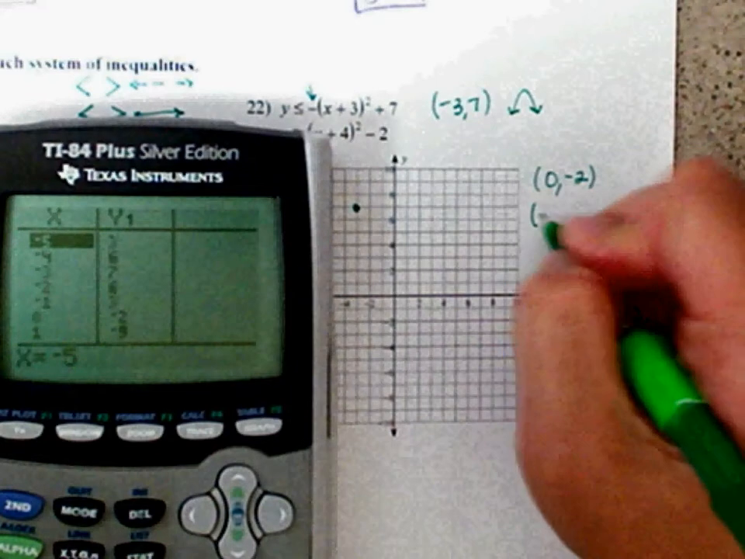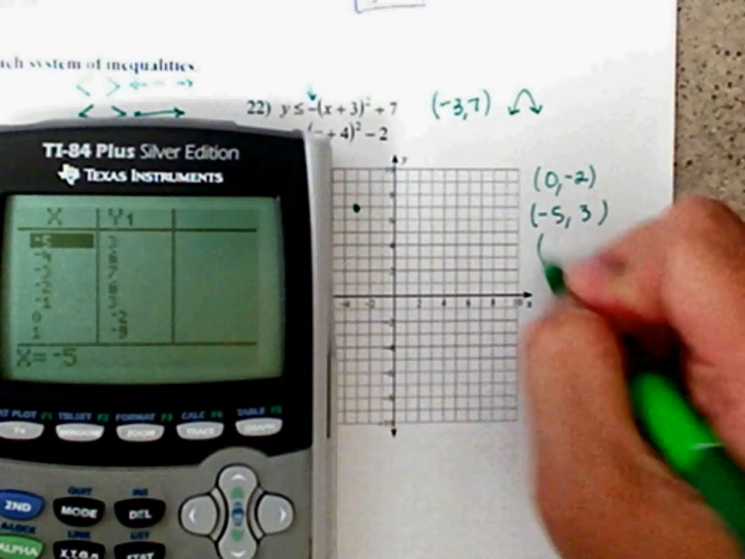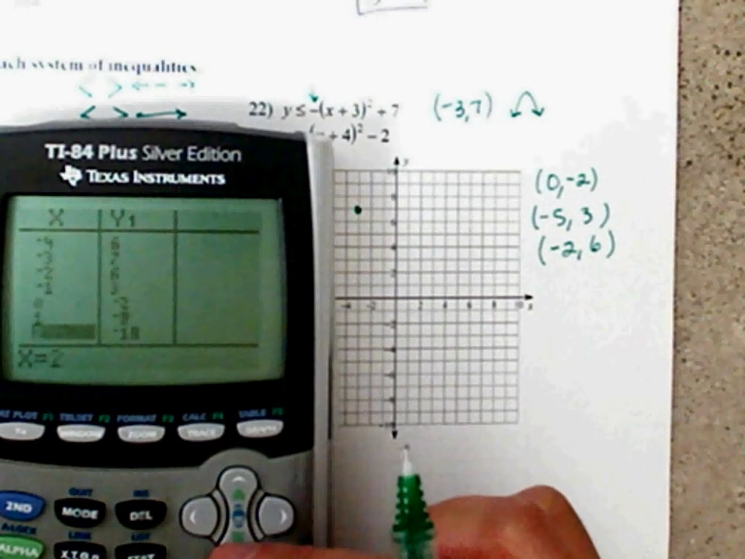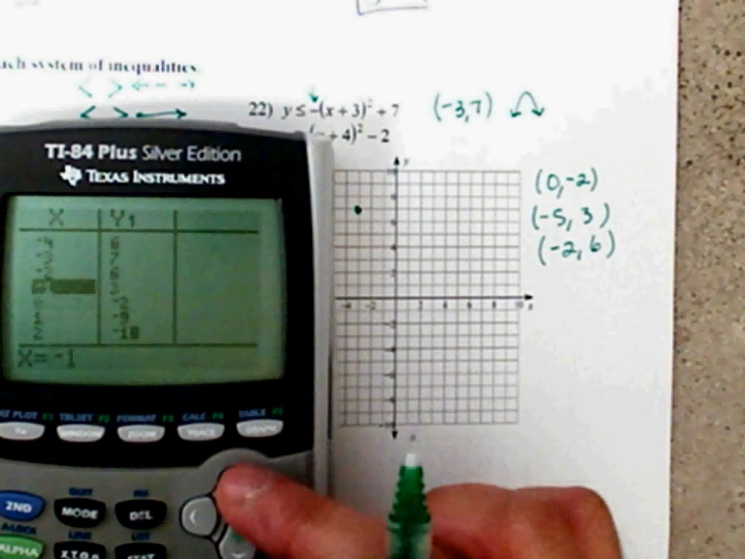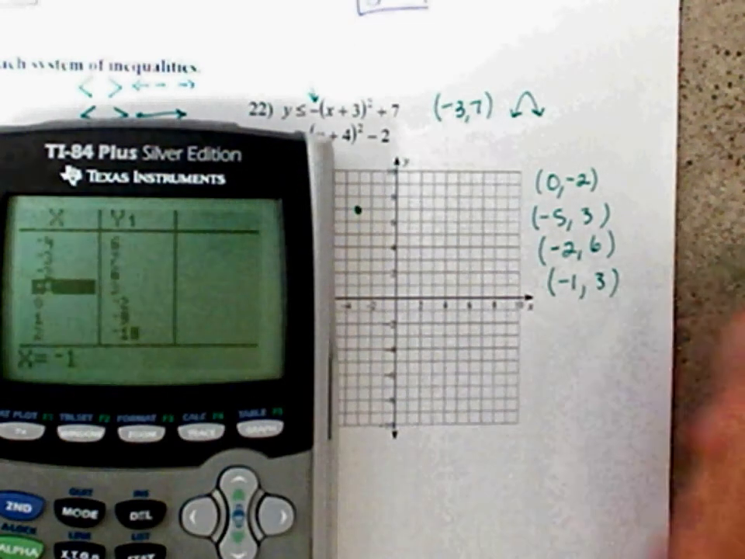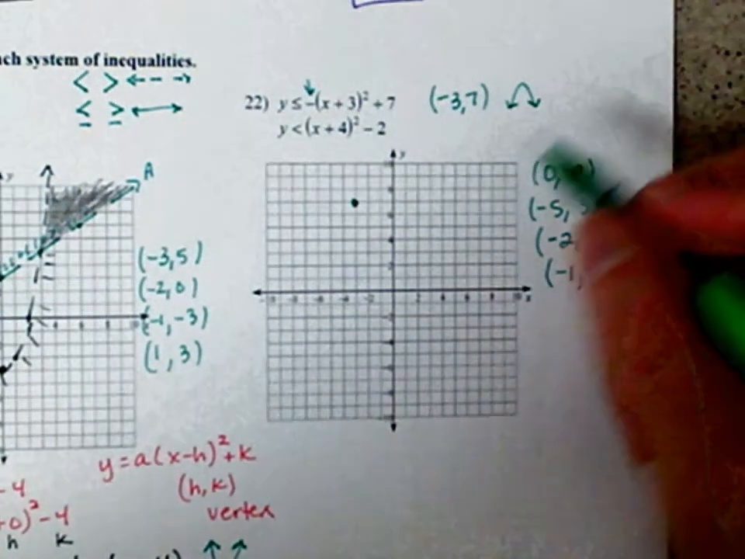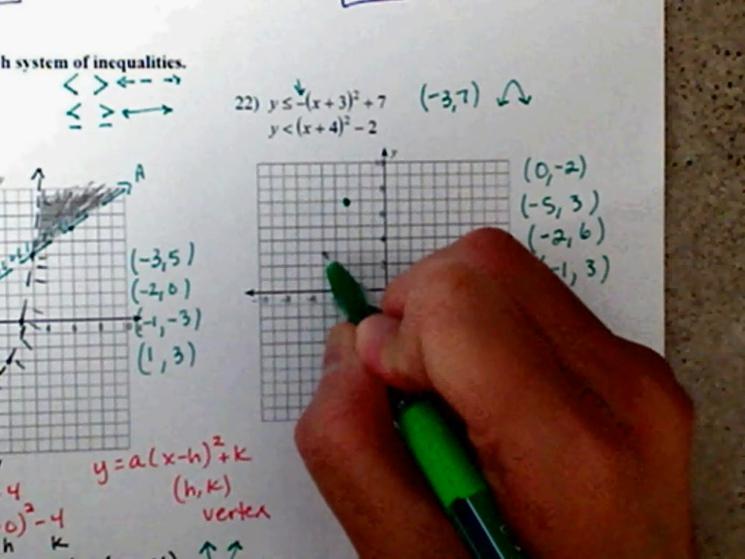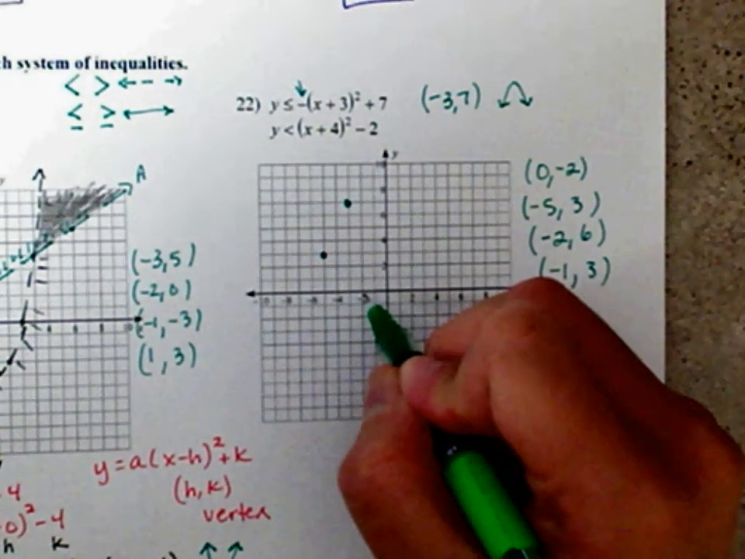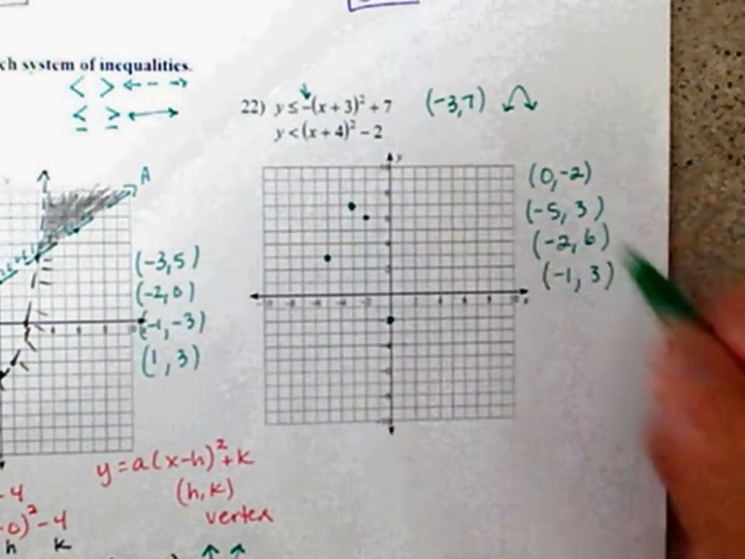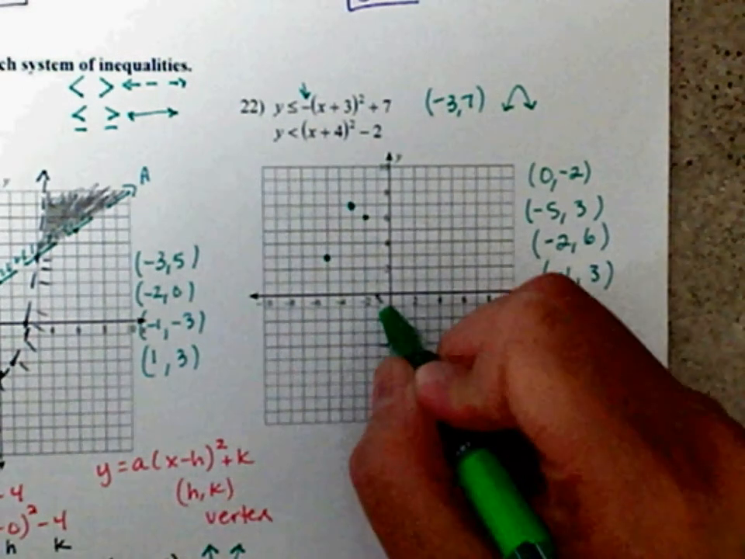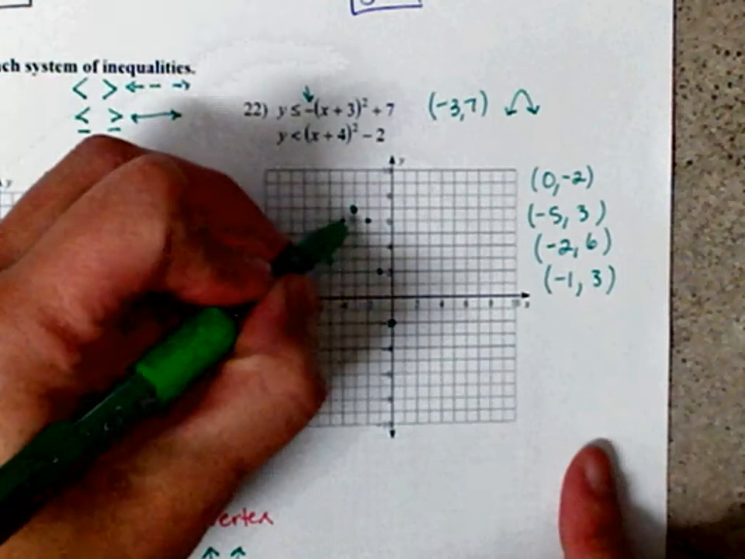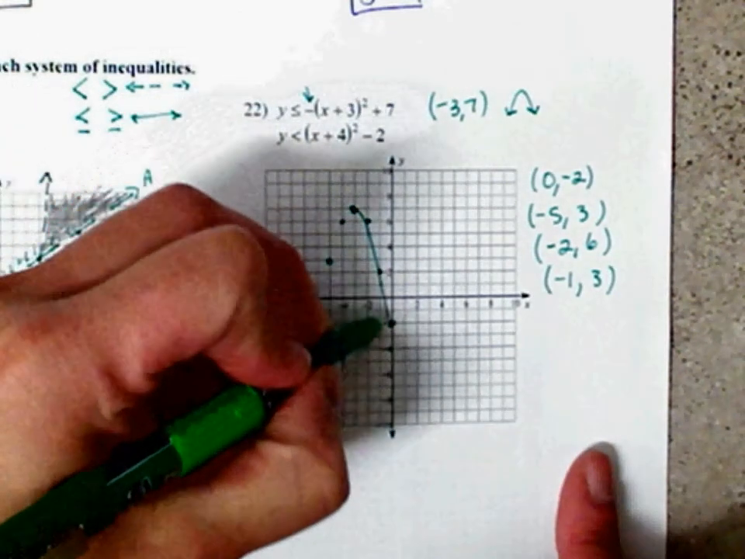So negative 5, 3, okay, negative 2 and 6. What else? Let's go to some positive numbers. 0, negative 2, negative 1, and 3. Okay, let's plot those points. 0, negative 2, negative 5, 3, negative 2, 6. Notice the symmetry. Negative 1, 3. So you kind of see the symmetry, okay? And it has an equal, so this is going to be a solid parabola.